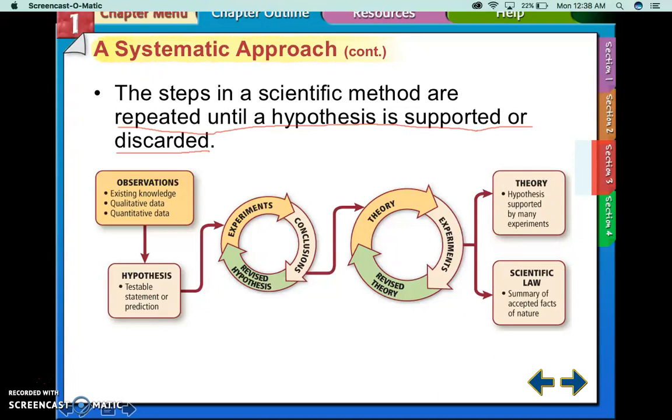So let's review some of the steps in the scientific method. Here we have observations: existing knowledge, qualitative and quantitative data, which we'll talk about in a moment. Then you go to your hypothesis, which is a testable statement or prediction. So it's the question or what you're trying to figure out. Then you have your experiments, conclusions, and if your conclusion is discarded, then you revise your hypothesis and you go through the experiment process again. If your conclusions are supported, then you move on to the theory, possibly more experiments, a revised theory, and we'll talk about what a theory is in a moment. A theory is a hypothesis supported by many experiments, and then it could possibly become scientific law, and we'll discuss all of this in a moment.